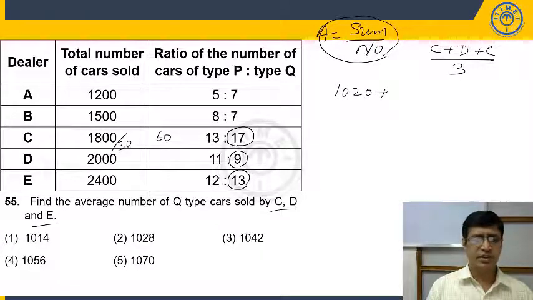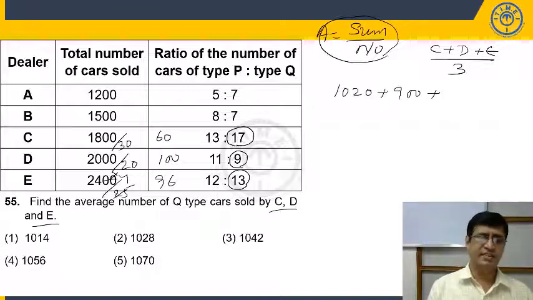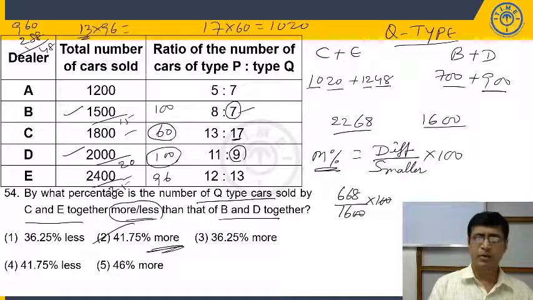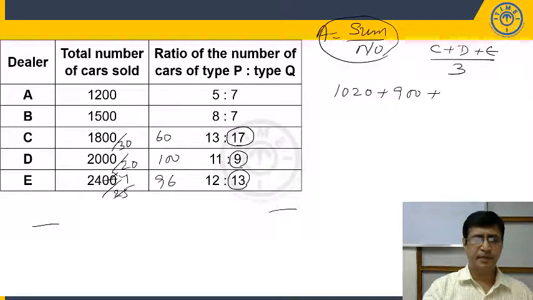Now the sum of the ratios in D, if you observe, 11 plus 9 is 20. 2000 by 20 is equal to 100. So 9 parts means 900. What about the other one? That is E. The sum of the ratios is equal to 25. Dividing 2400 by 25, it was exactly 4 times. 4 into 24, 96. So 13 into 96. I think we already did that in the previous one. Just I will show you. How much is the value of 13 into 96? Am I right? 1248. Yes or no? The same 1248 we can use here.